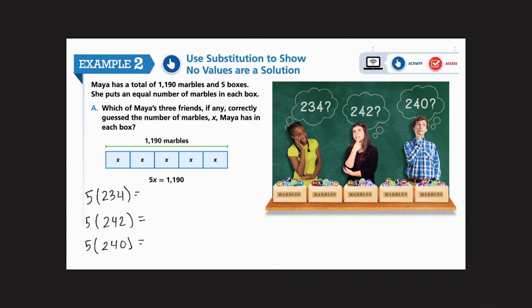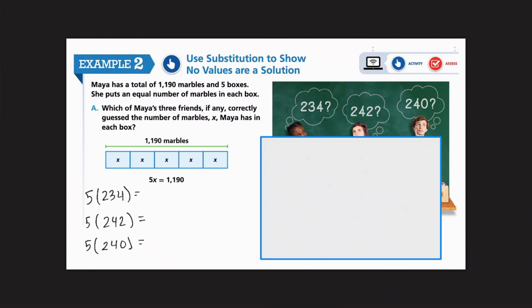So I'm going to do the first one over here. Let me make myself, oops, that's not what I wanted. I need a box, not a line. Okay. I'm going to use this space here to do some math. So we have 234 times 5, 242 times 5, and 240 times 5.